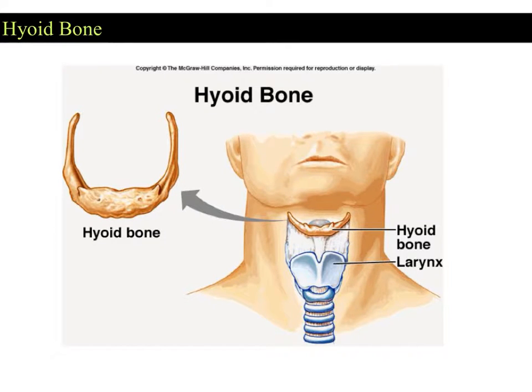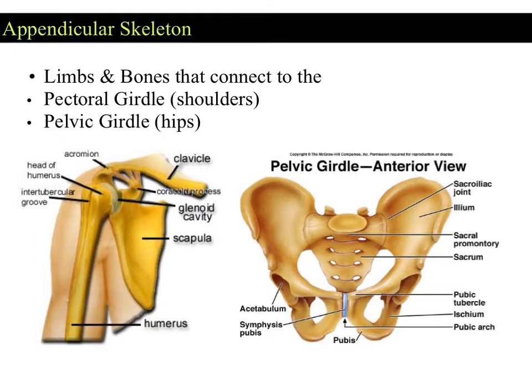This is just a picture of what the hyoid bone looks like. And then here's the appendicular skeleton. Once again, you have your pectoral girdle and your pelvic girdle.